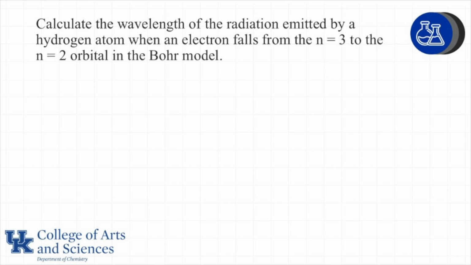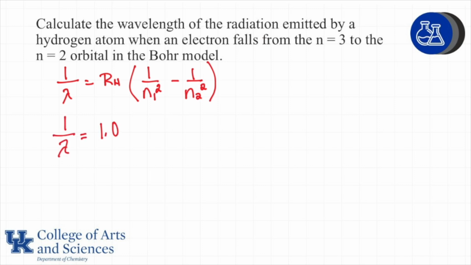Let's look at an example. Calculate the wavelength of the radiation emitted by a hydrogen atom when an electron falls from the n equals 3 to the n equals 2 orbital in the Bohr model. We're going to start by putting down our Rydberg equation. 1 over lambda equals R_H times 1 over n1 squared minus 1 over n2 squared. We have 1 over lambda equals 1.097 times 10 to the 7th inverse meters. That's our Rydberg constant. Now I'm going to plug in my energy levels, and we're starting at n equals 3 and going to n equals 2. So we have 1 over 3 squared minus 1 over 2 squared.